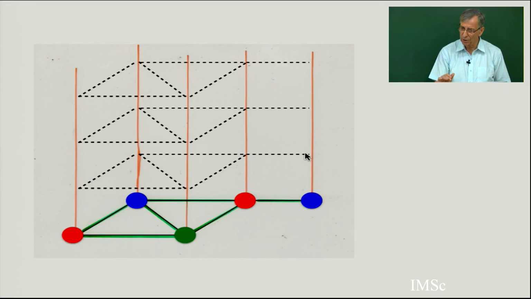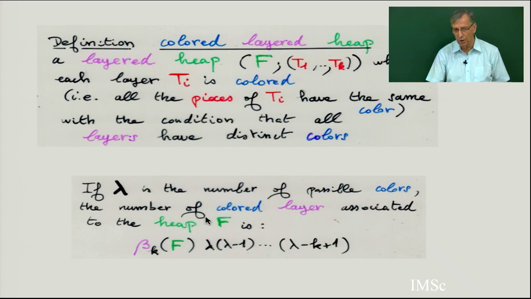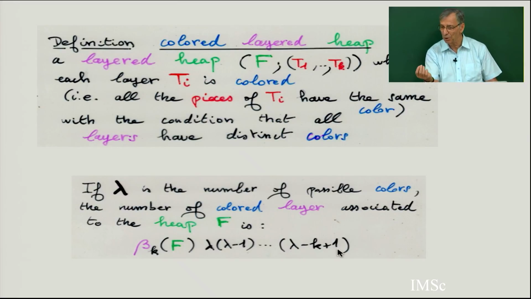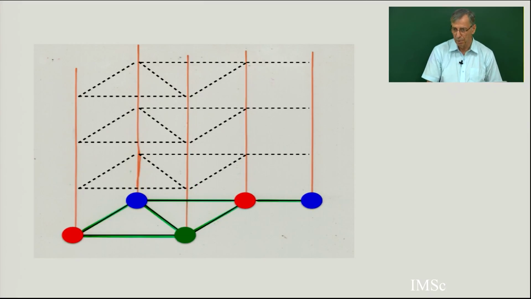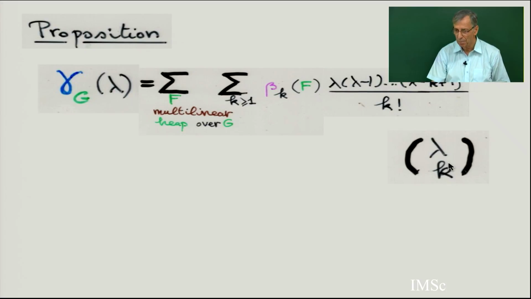So, I just repeat, if you totally order the colors of the graph, then the number of colorings, the chromatic polynomial, is going to be this. But you have to divide by something because you're ordering the colors. Which means the following proposition: the chromatic polynomial is the sum over all multilinear heaps F over G of beta k of F multiplied by this polynomial, which is nothing but the binomial coefficient.